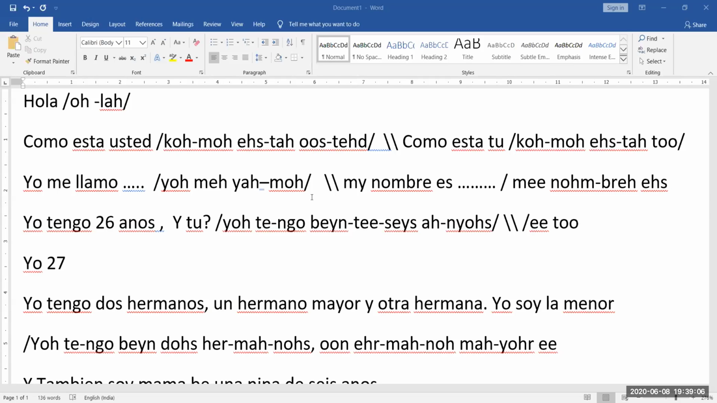Yo me llamo, mi nombre. Okay, so let's say we had a quick conversation. I say hello, the other person says hello. We ask how we are. Then we introduce our names and I give out my age. But I want to know what is the other person's age as well. So instead of asking what is your age, I would just say, y tú. And you.